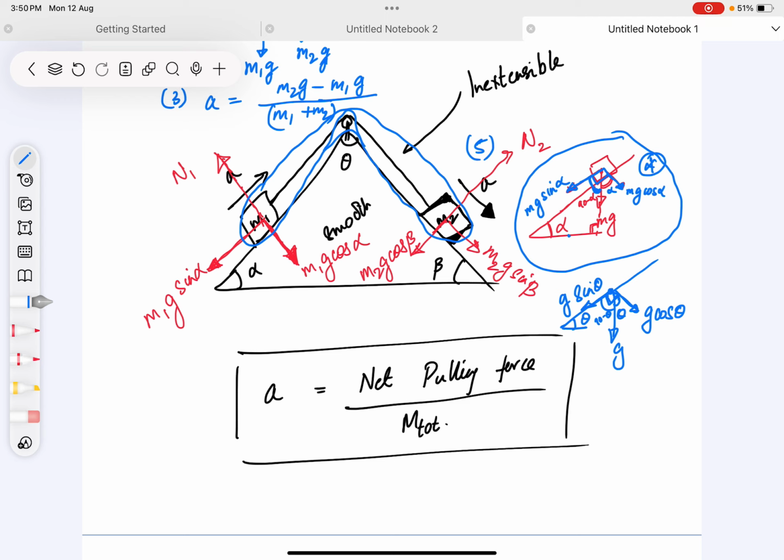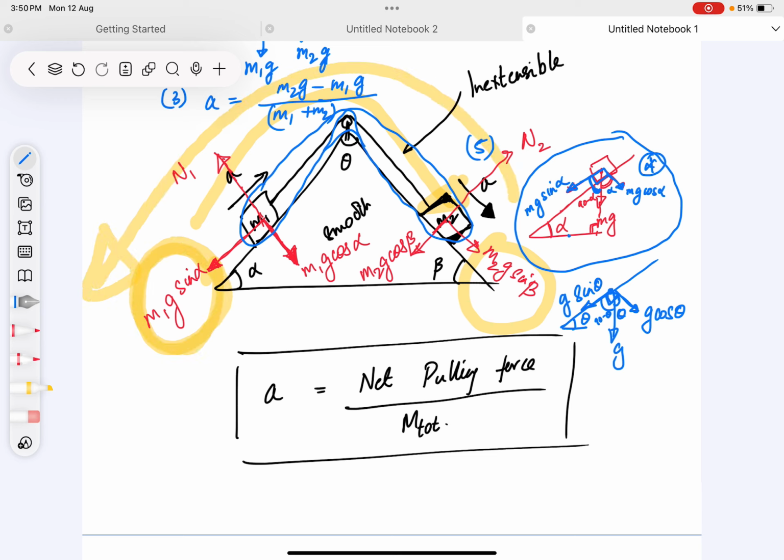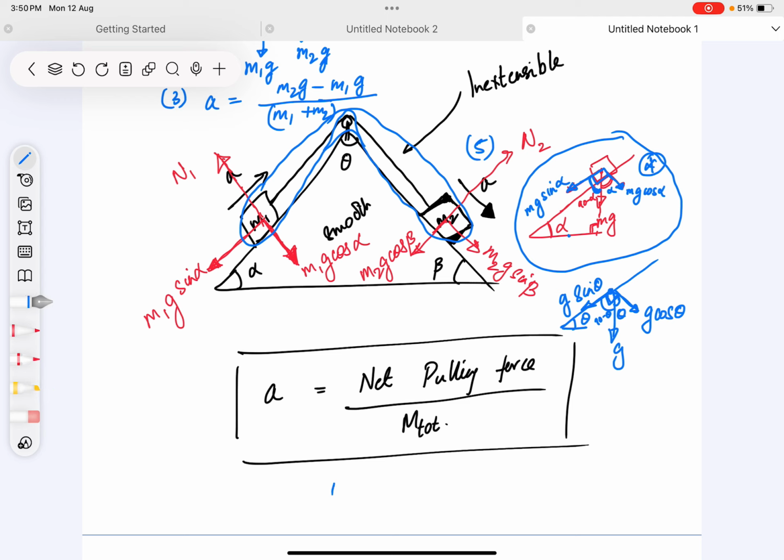So therefore, it depends on which of these two forces is greater, because they are opposing. M2g sine beta wants to make the system accelerate to the right side, whereas m1g sine alpha wants to make the system accelerate in this way. They are competing forces. Can you tell what will be the acceleration? What will be the expression for acceleration in this case? Pause it, think over it and check that.